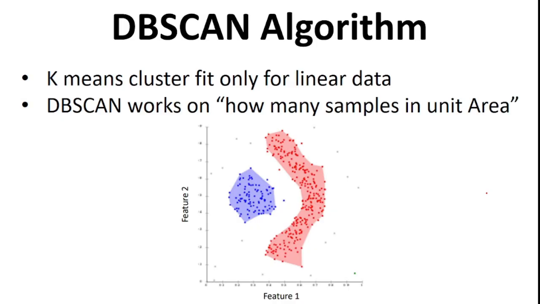The DBSCAN algorithm works on how many samples are there in a particular unit area. In this case, if you look, you have two clusters: cluster 1 is blue and cluster 2 is red. You have a huge gap between cluster 1 and cluster 2. If you ask the K-means clustering algorithm, it will form a cluster like this, so K-means fails.